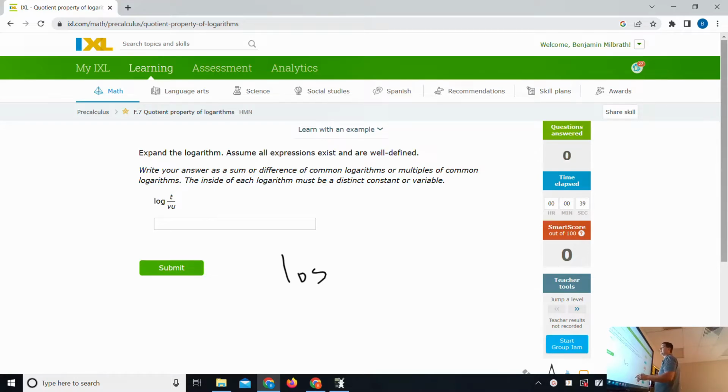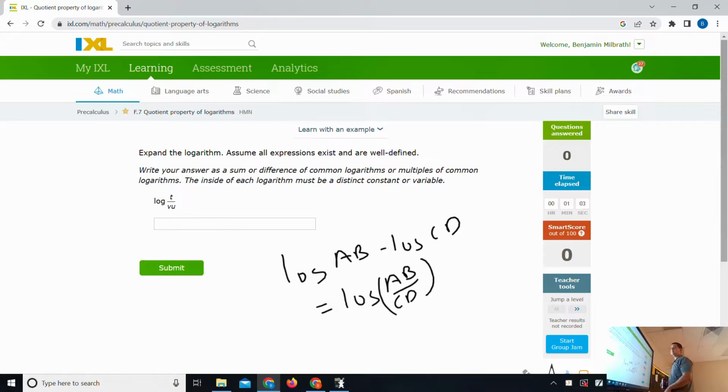I teach this a log of, I'm trying to think how I do this on the form quizzes, a logarithm of AB, take away a logarithm of CD, can be condensed, so it is equal to a logarithm containing AB over CD. That's how I teach it, okay?